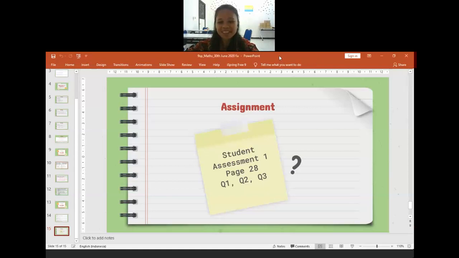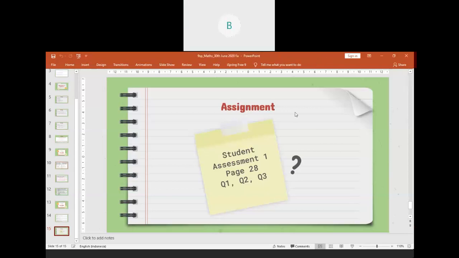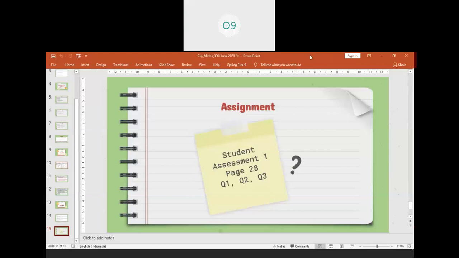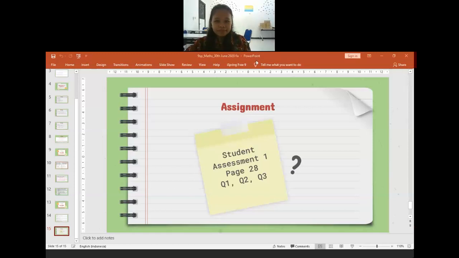Okay, bye-bye. Wait, teacher, what about student assessment 1? Okay, yeah, student assessment 1, page 28. Number 2. Bye-bye. So if I put it like this, it's okay, teacher? Or not?